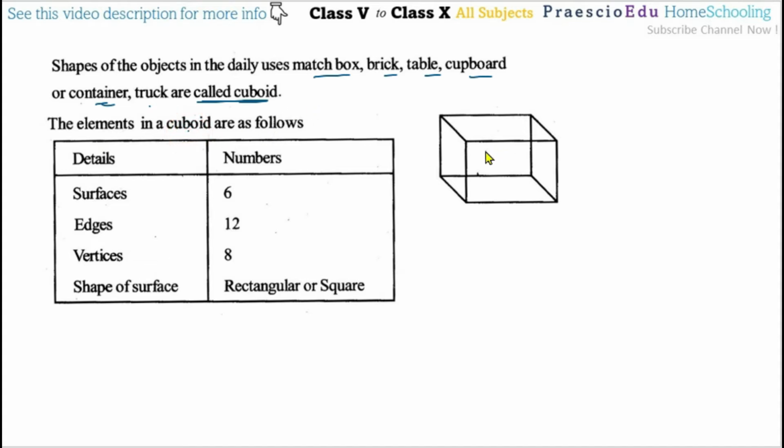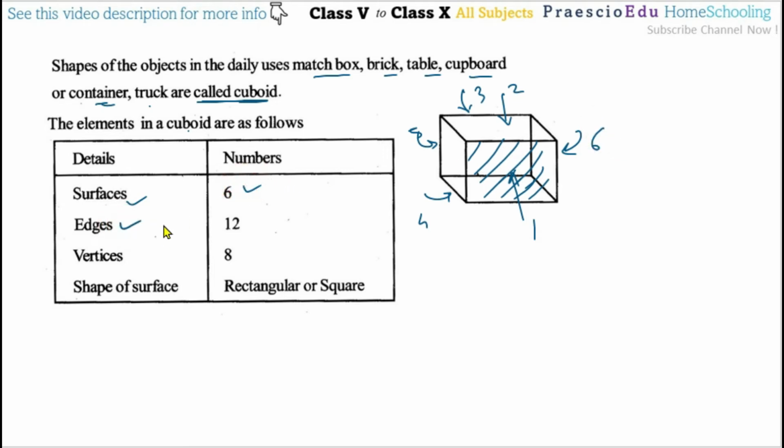The elements are the surfaces. Like in the last lecture, we have seen there are a total of 6 surfaces. This is the front surface, this is 1, this is the top surface, this is 2, behind is 3, from the bottom is the 4th, then this side is 5th, and this side is the 6th. So there are a total of 6 surfaces.